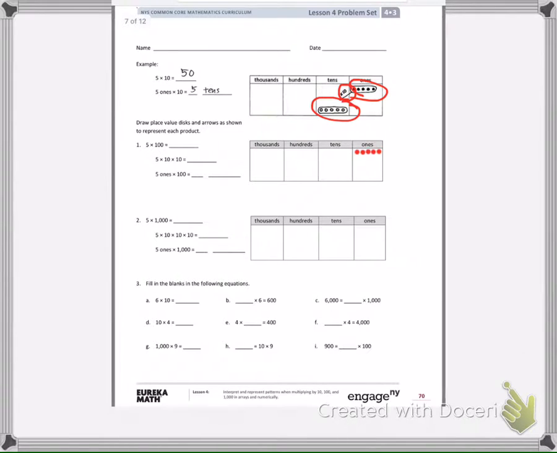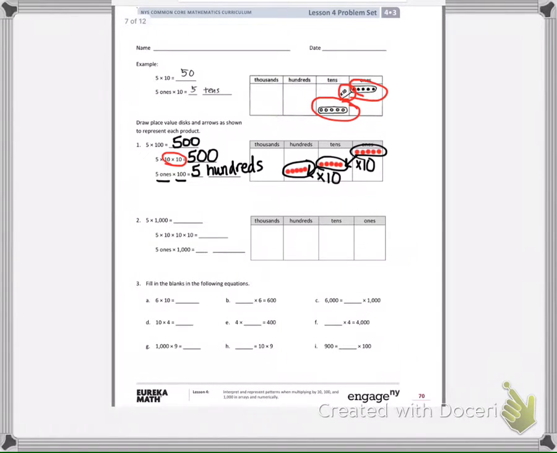5 times 100. Start by drawing your 5 ones. Multiply by 100. It's the same thing as saying 10 times 10. If you multiply 5 ones times 10, you get 5 tens. Multiply by 10 again. Multiply 5 tens by 10, you get 5 hundreds. So 5 times 10 times 10 equals 500. 5 ones times 100 equals 5 hundreds. So 5 times 100 equals 500.